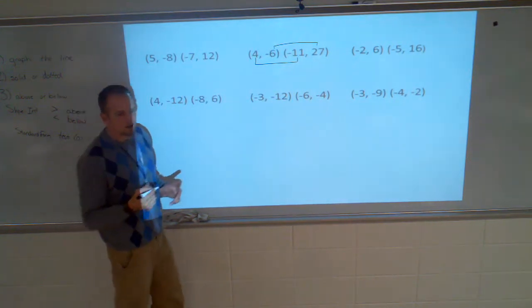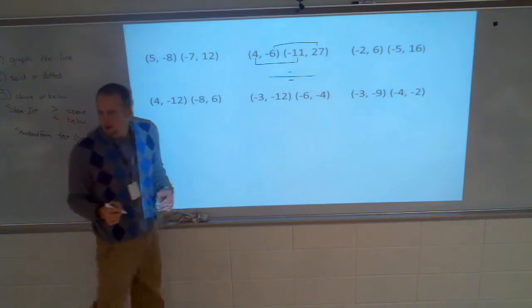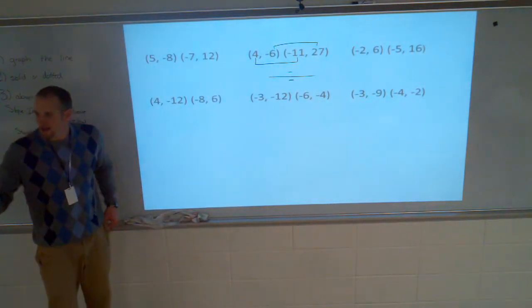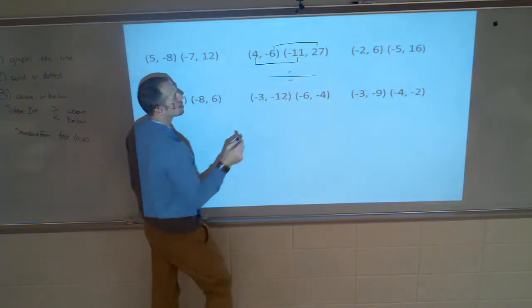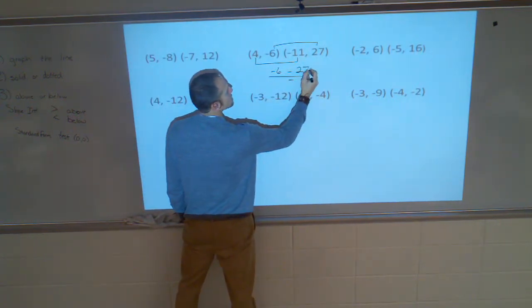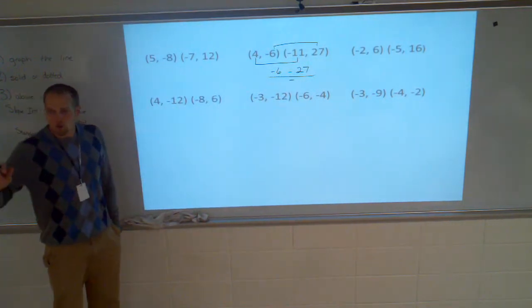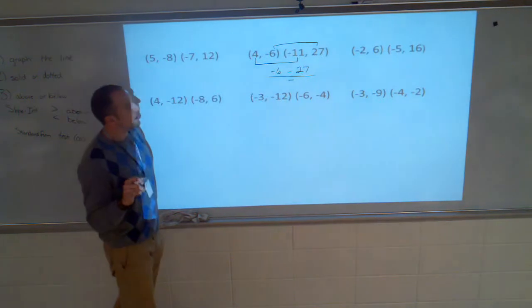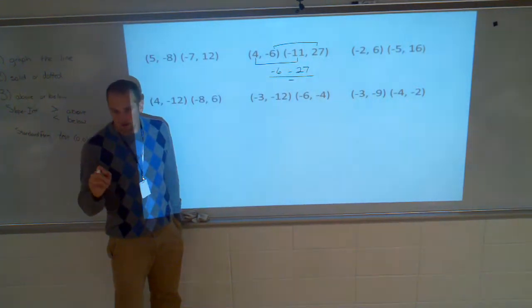All right. Now, I'm going to start with my slope-o-matic. What minus what, Calvin? Okay, negative 6 minus 27. Now, here's the tricky part. Jordan, on the bottom, what minus what? 4 minus negative 11. Okay, very good.